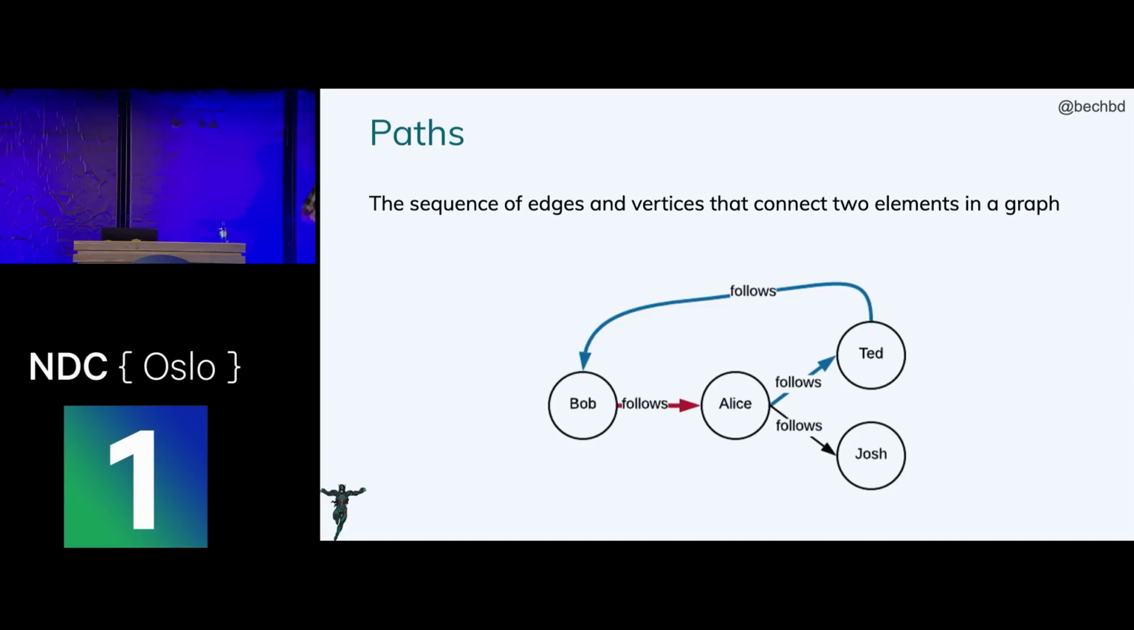So in this example, if we wanted to find the path from Alice to Bob, there's actually two paths. The first path is the red arrow. So there would be a path from Alice, and then that red arrow that says follows to Bob. There would also be a second path, which would be from Alice across that follows edge to Ted, and across that follows edge back to Bob. So that's basically what a path is.